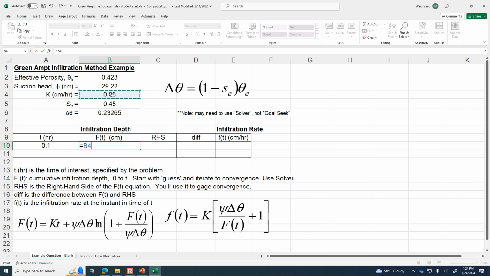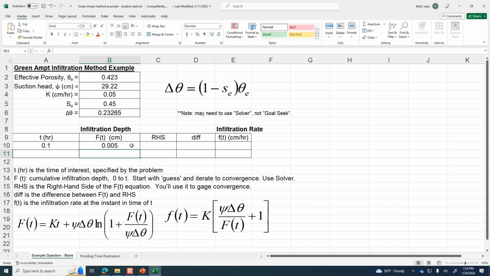K times T would be 0.005. Now, I've got a formula in there right now, and I want it to be a number. So I've calculated this 0.005, but I'm going to delete that. I'm just going to type in the number, 0.005. Because if it was an equation, I wouldn't be able to do goal seek or solver. I have to have a number in there to be able to use solver later on.